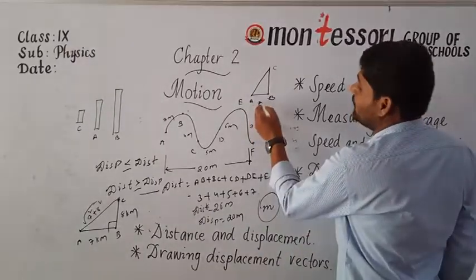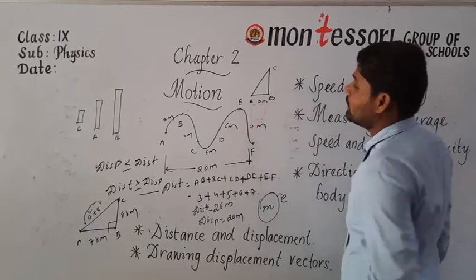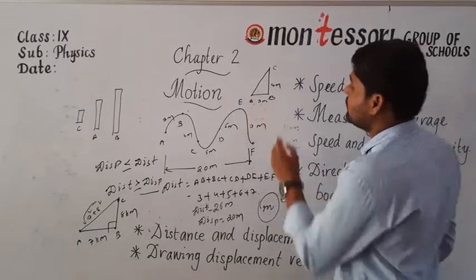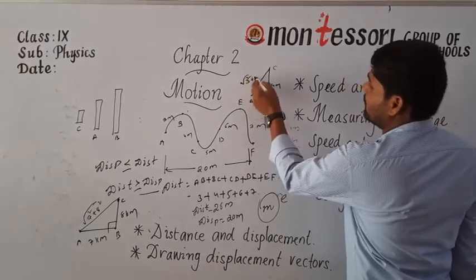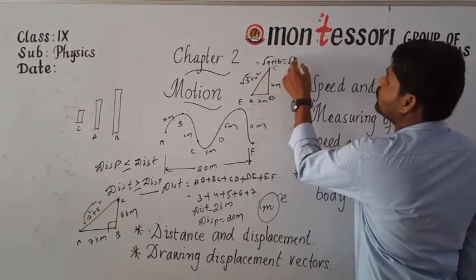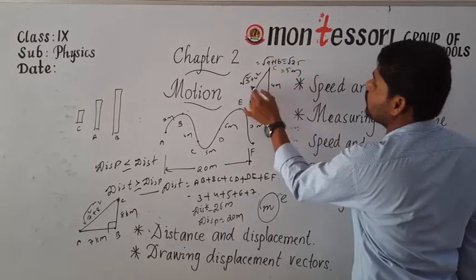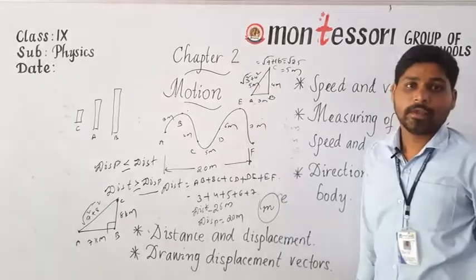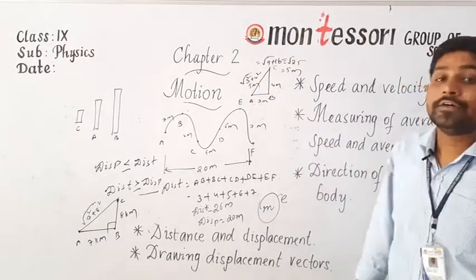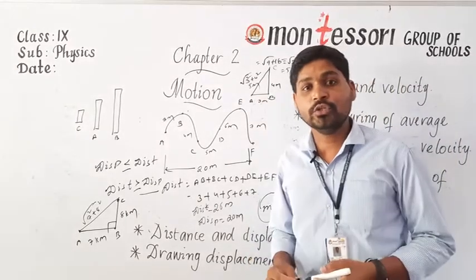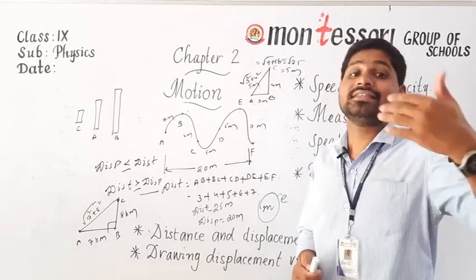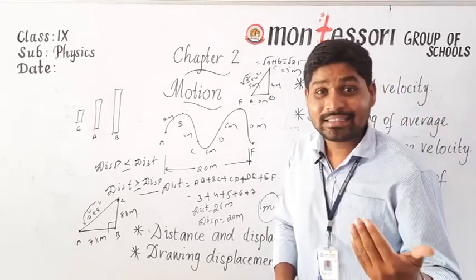Let A to B be 3 meters and B to C be 4 meters. Then what about A to C? Under root 3 square plus 4 square, that is root 9 plus 16, that is equal to root 25. Root 25 means 5 meters. So 5 meters. Is it clear? So the distance is 3 plus 4, 7 meters, and displacement is 5 meters. So that's why I told you displacement is always less than or equal to distance, or distance is always greater than or equal to displacement.